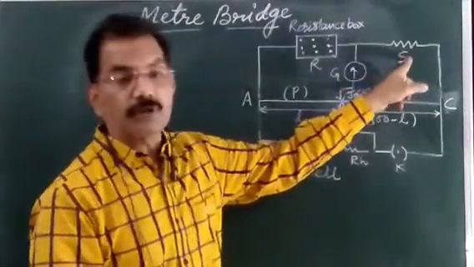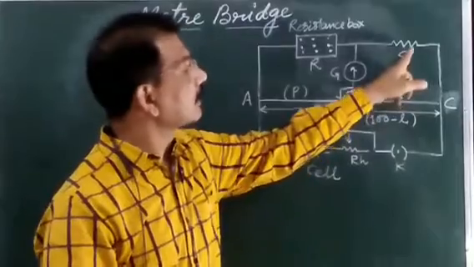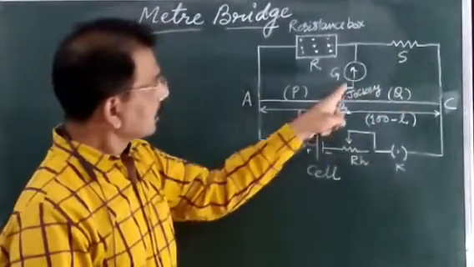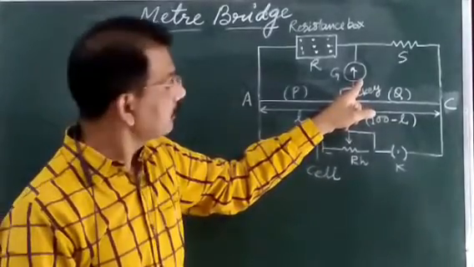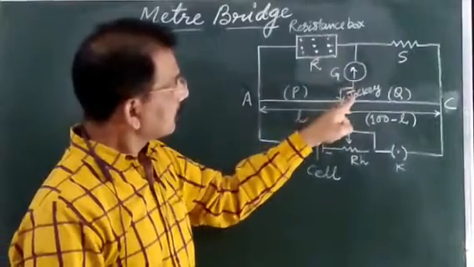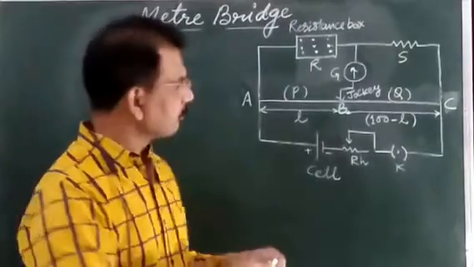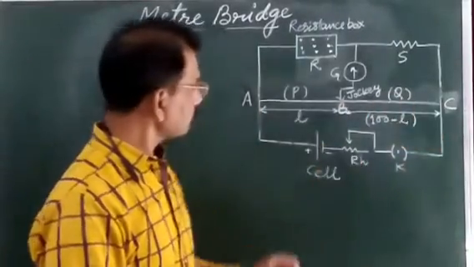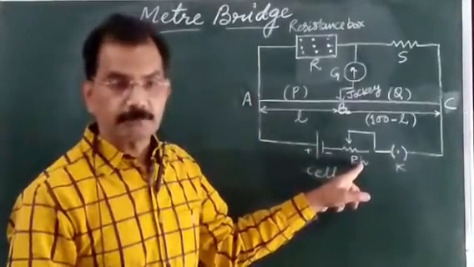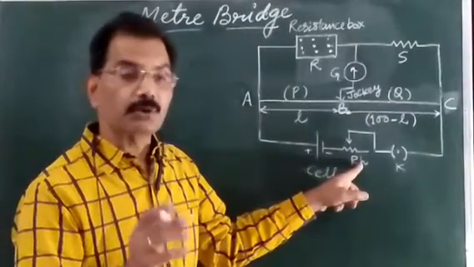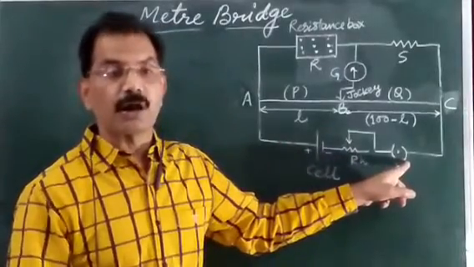This is the unknown resistance, meaning the resistance which you want to determine. This one is called S, the unknown resistance. Suppose G is a galvanometer. This one is called a center zero galvanometer, and this one is called the jockey. Jockey is a sliding contact, just like a pen, which will slide over this wire AC. Cell is the source of current. This one is a rheostat, and the rheostat is used to control the current in the circuit. And this one is a key, which is generally used for on and off.